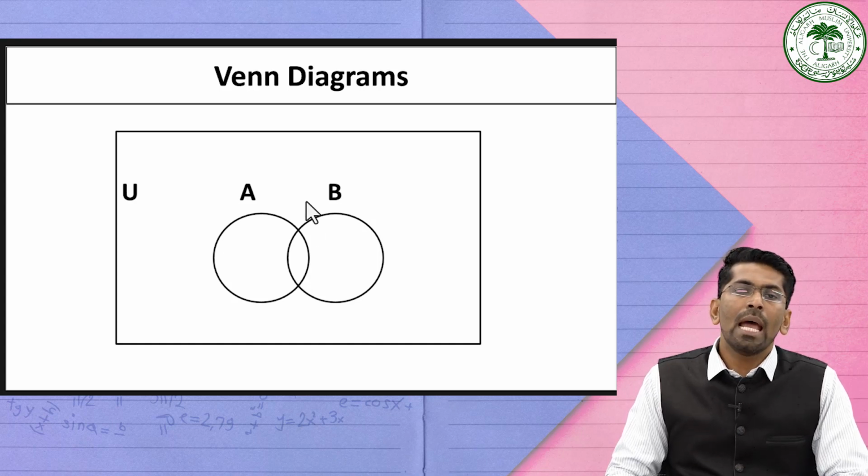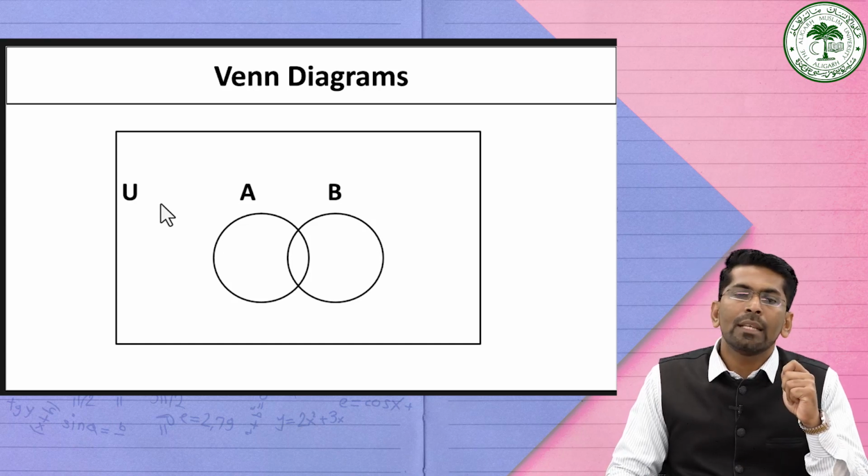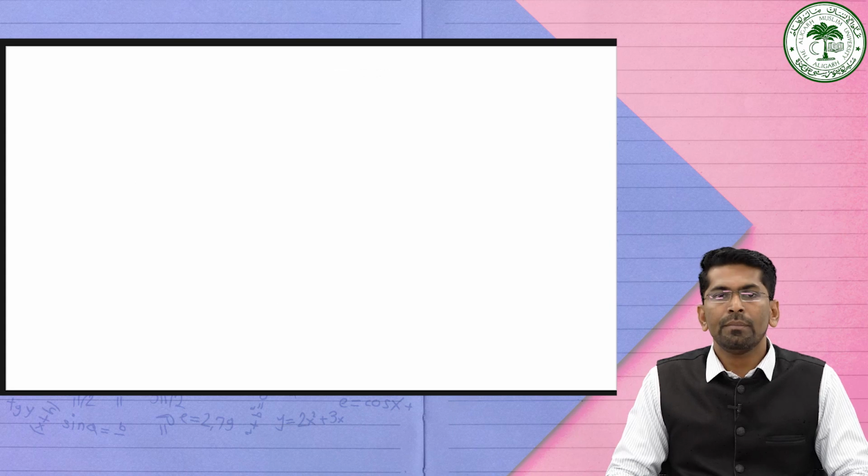The non-overlapping region within each circle represents the elements that are unique to that particular set. And the rectangle surrounding the circles represents the universal set, which includes all the elements under consideration. So in this way, we can interpret the circles and rectangle in a Venn diagram.